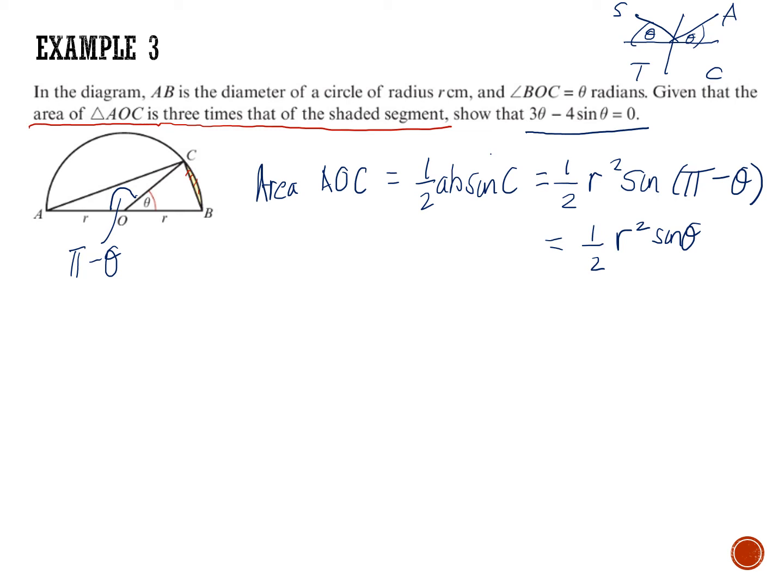Right, area of the shaded segment. Well, let's form our equation for that. Area of the segment. Okay, it's the area of the sector, half r squared theta, minus the area of the triangle, half AB sine C, or half r squared sine theta, because that's the angle that makes up that portion.